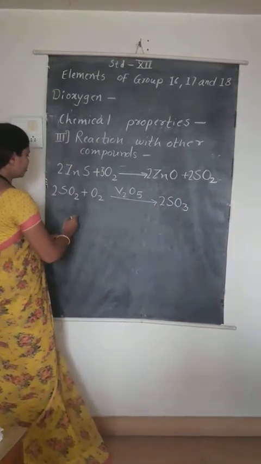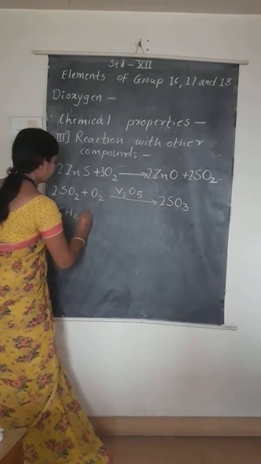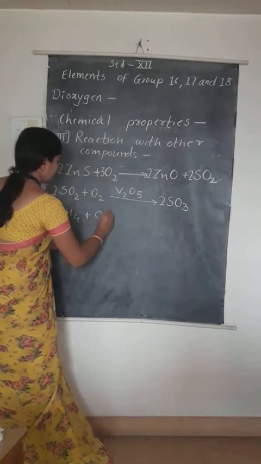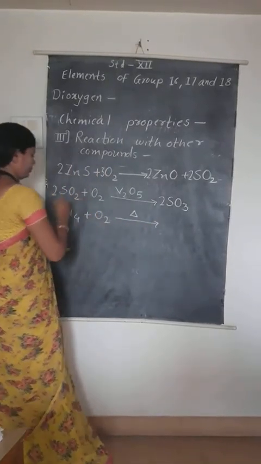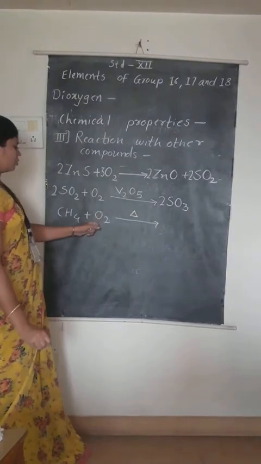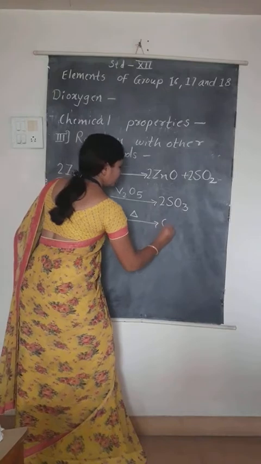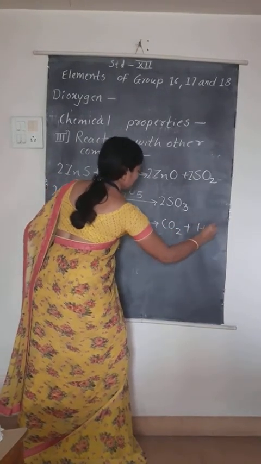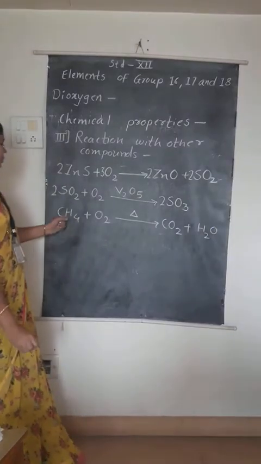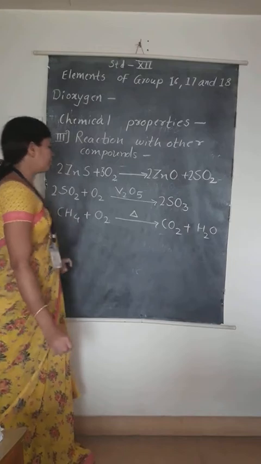Then reaction of dioxygen with methane. When methane is heated or oxidized, it gives the formation of carbon dioxide and water. So methane on combustion gives the formation of carbon dioxide and water.